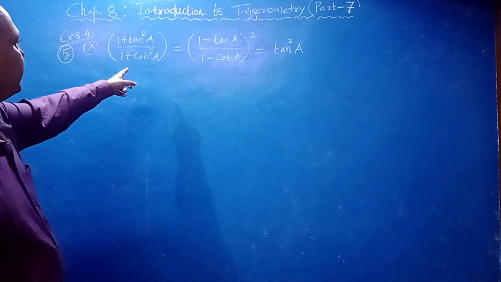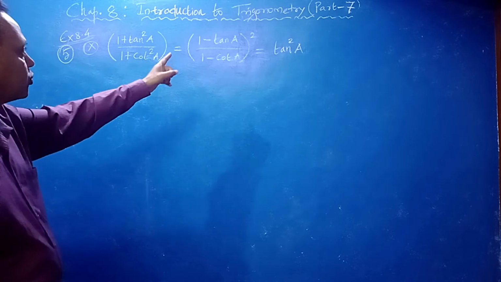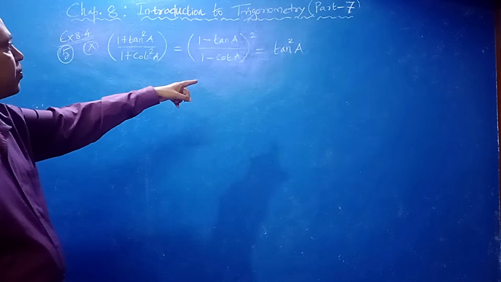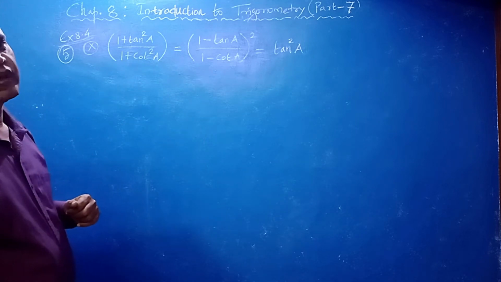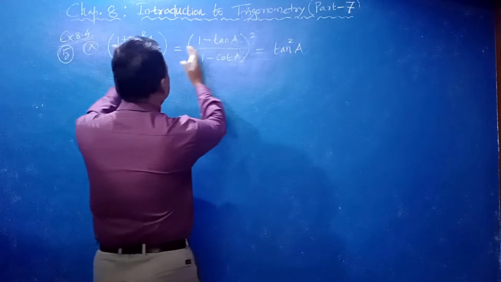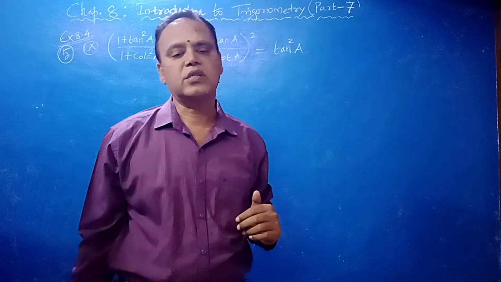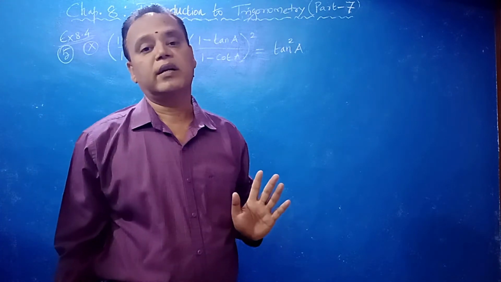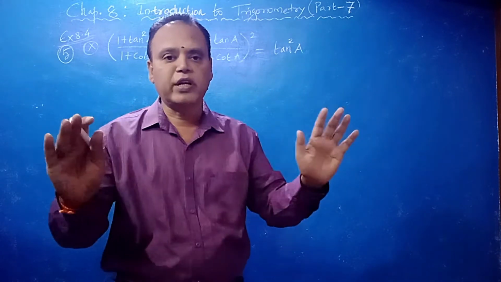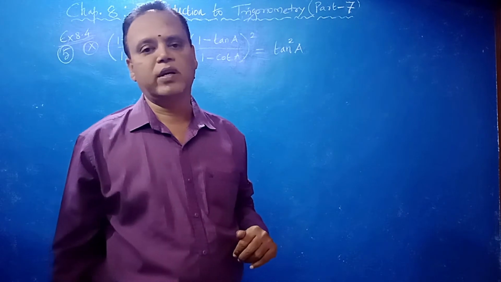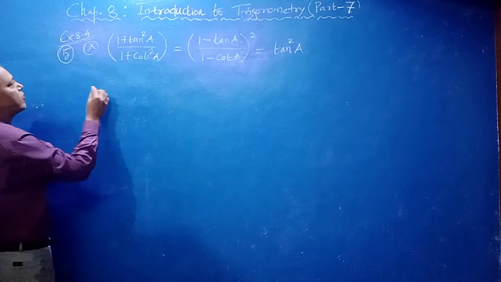So you see this problem: (1 plus tan squared A) by (1 plus cot squared A) equal to ((1 minus tan A) by (1 minus cot A)) whole squared equal to tan squared A. Understand? So three quantities are given, all will be the same. You have to prove. Understand? So here you should not take left hand side and right hand side, okay? Because we have three quantities here. So you first take this one, the first one.